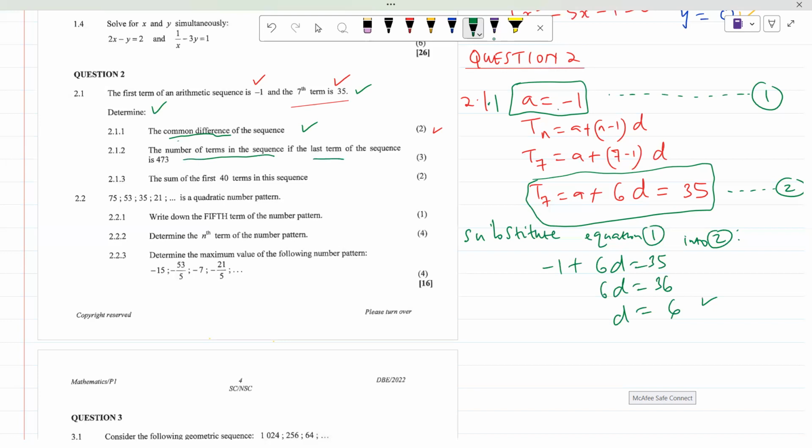Okay. The next thing is they're asking for the number of terms in the sequence, if the last term of the sequence is 473. Right, now you need to find the number of terms in the sequence.